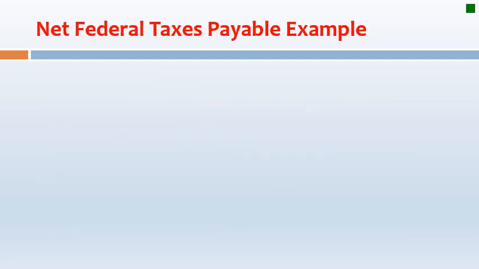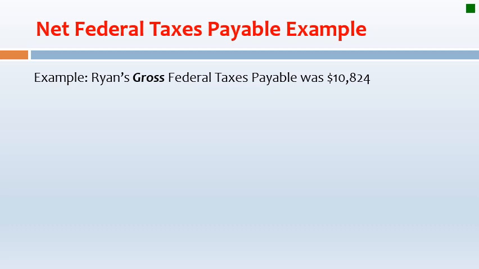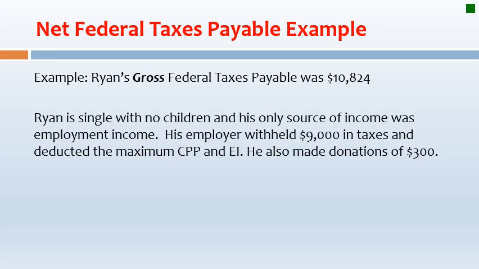All right. Just going to run through a quick example in which we are dealing with several tax credits. So I have gross federal taxes payable of $10,824. Now, let's say I'm single, I've got no kids, my only source of income is employment income. My employer during the year withheld $9,000 in taxes and deducted the maximum CPP and EI. I also made donations during the year of $300.